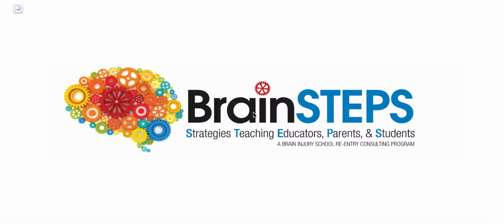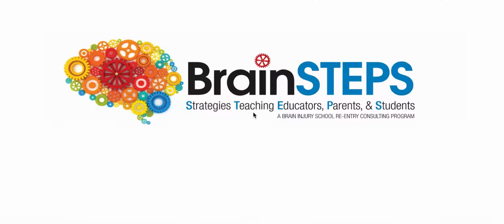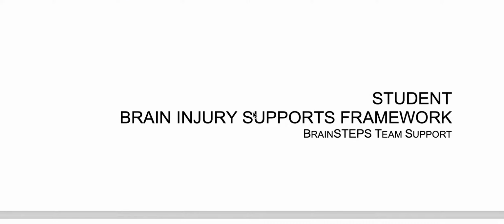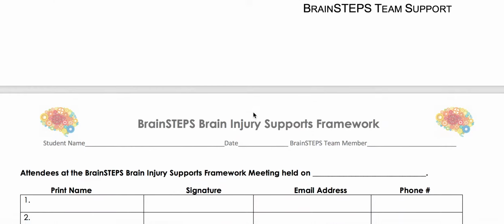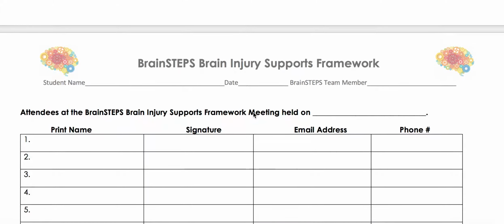I'm here today to talk to you about the document that we have created that is used anytime that you are going to support a student who needs any kind of academic adjustments or informal supports. So this is called the BrainSTEPS Student Brain Injury Supports Framework. And this is what our team members take with them when they go into a meeting with the school, and it really helps guide the meeting.